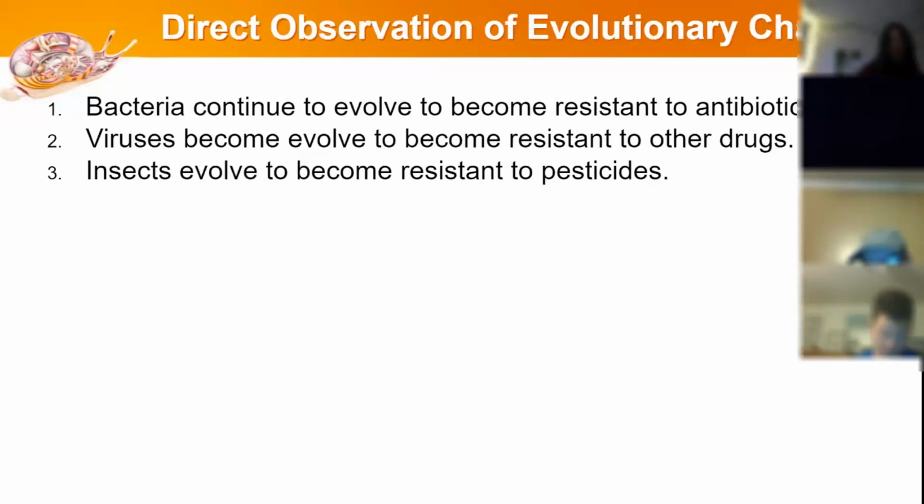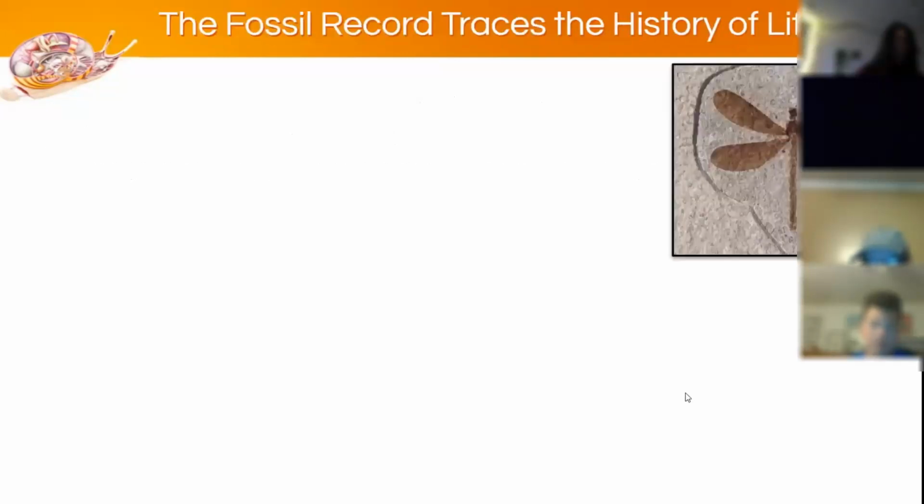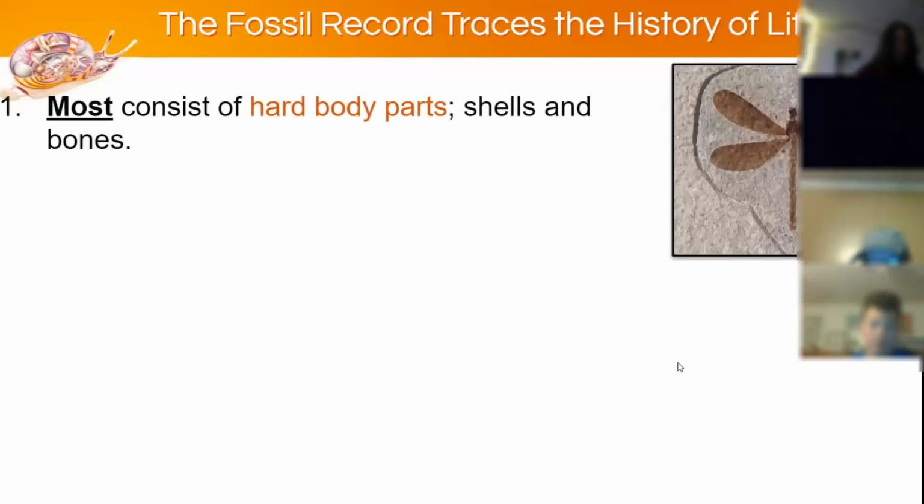So we also have some direct observation through evolutionary change. What have we seen in our lifetime, right? We have seen bacteria evolve to be resistant to antibiotics, which is what we started our Kahoot with. Viruses, we're seeing COVID evolve in the past year. It has many variants now, right? And insects evolve as well to be resistant to pesticides. So we have to keep changing the chemicals that we try to use. So we're going to go into a little bit more detail and talk about those examples.